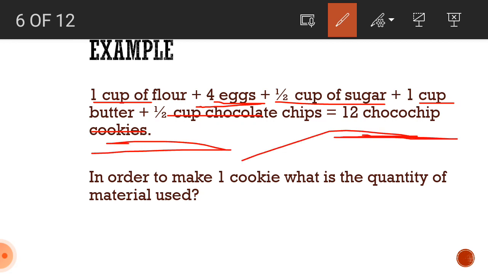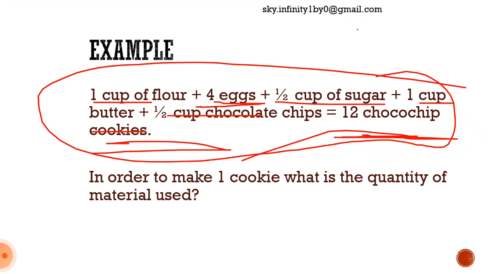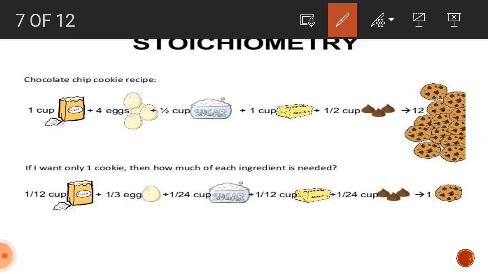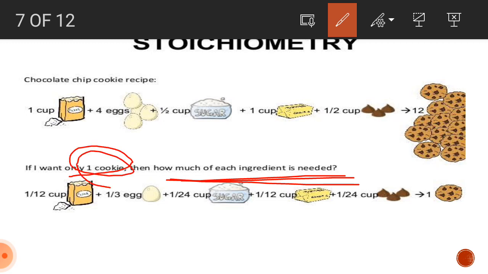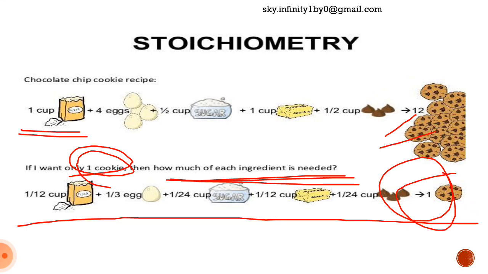Suppose I only want to make one cookie, then what is the amount of all these ingredients required? How much of these materials will be needed just to make one chocolate chip cookie is the question. And the answer to this question is stoichiometry. Based on stoichiometry, we can find how much of each ingredient is needed in order to make just one chocolate chip cookie. By dividing the individual quantities by 12, we can find the exact quantity required. This is just an example to describe stoichiometry.